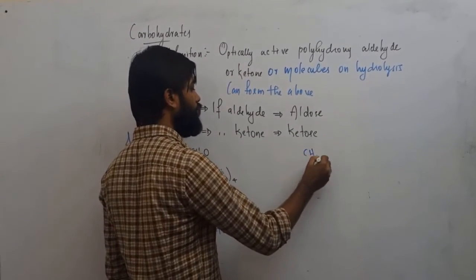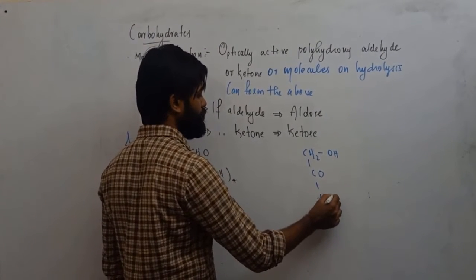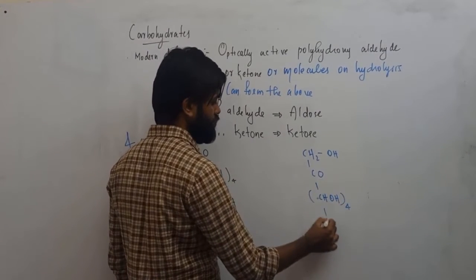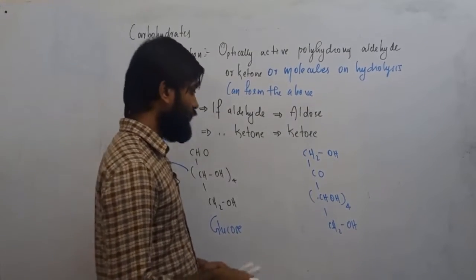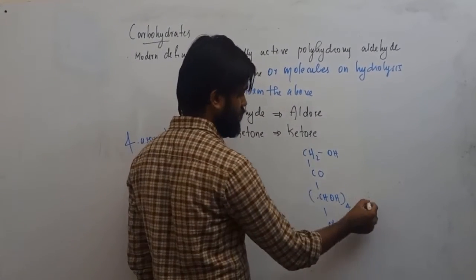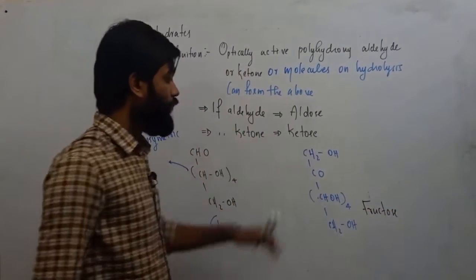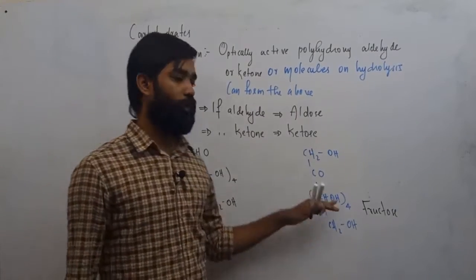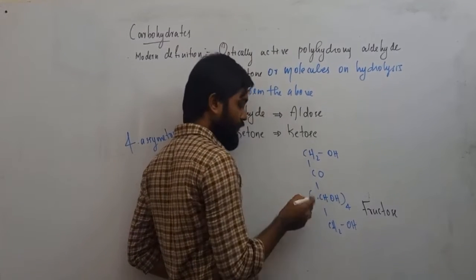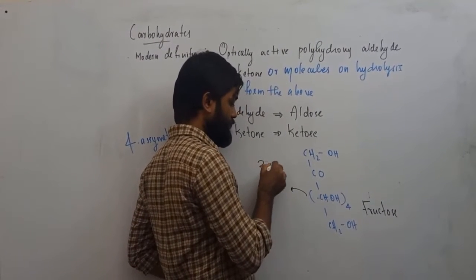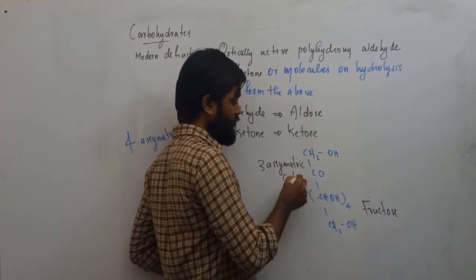And if you consider the molecule fructose, fructose is something like this. Fructose is a ketone, with a ketonic functional group, so it belongs to the polyhydroxy ketones called ketoses. So fructose is a ketose, with a ketonic functional group. And there are 3 asymmetric carbons.